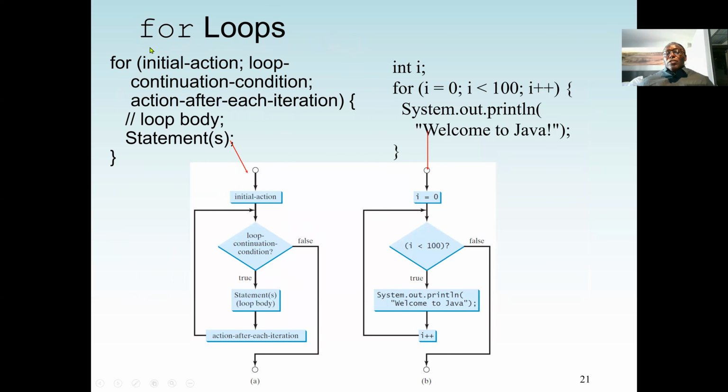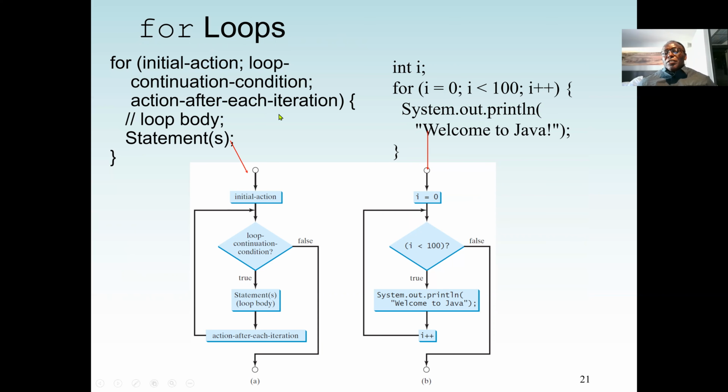So again, the next is the for loop. For loop, while loop, do while loop, almost the same. The difference now between while loop or do while loop with for loop is that for loop is always a counter control loop. We only use for loop when we know how many times the loop will execute.